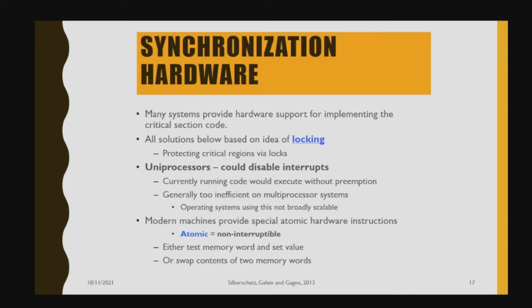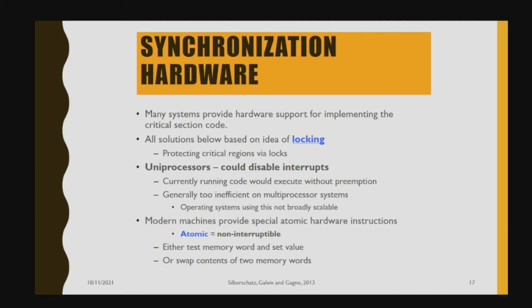For a uniprocessor, meaning a single processor, it has the ability to disable interrupts. So the currently running code would execute without preemption, but this is generally inefficient on a multiprocessor system. Operating systems using this are not broadly scalable. So we have one mechanism, locking, and for a single processor it has to disable the interrupt.